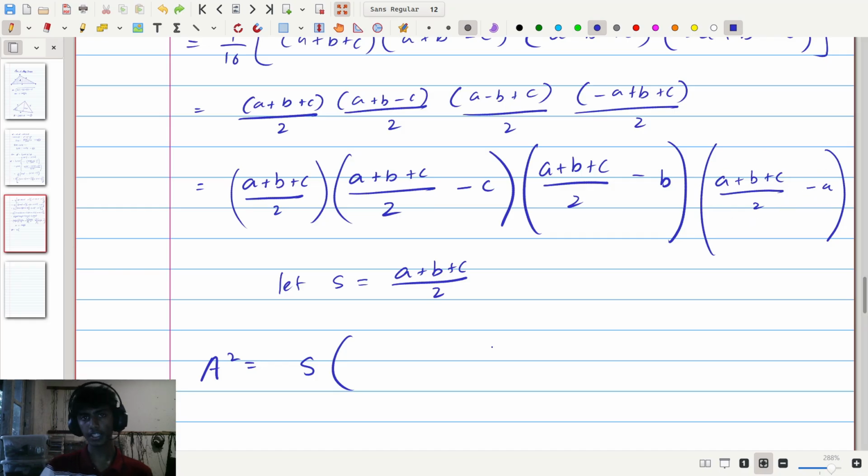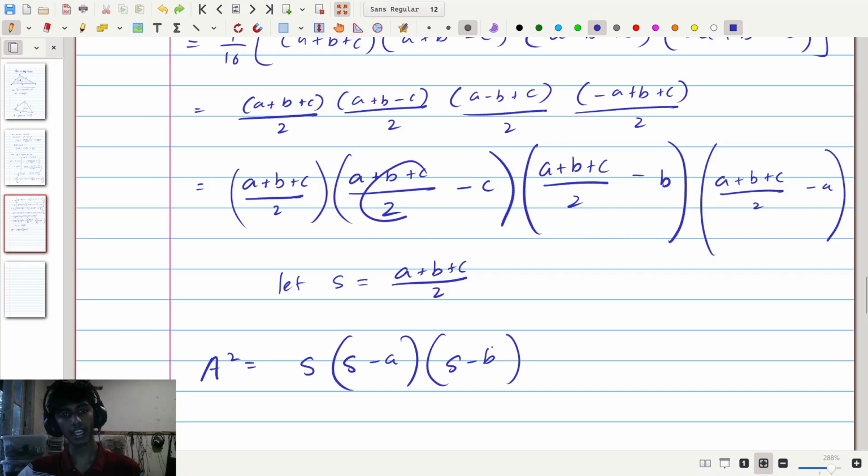I'm actually going to rearrange this because alphabetical order is nice for humans. So I'm going to take this term to the front. I'm going to put s minus a at the front. Then multiply by, I'm going to take this one second, so this is s and then minus b, so we have s minus b. And I'm going to take this term last. This is s and then this is minus c, so I have s minus c.